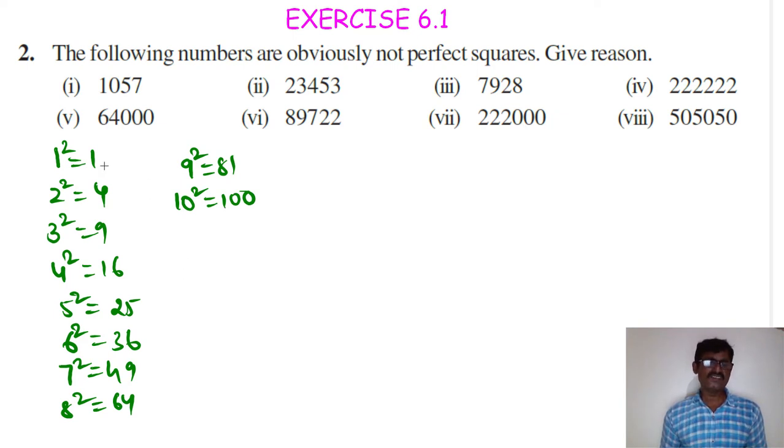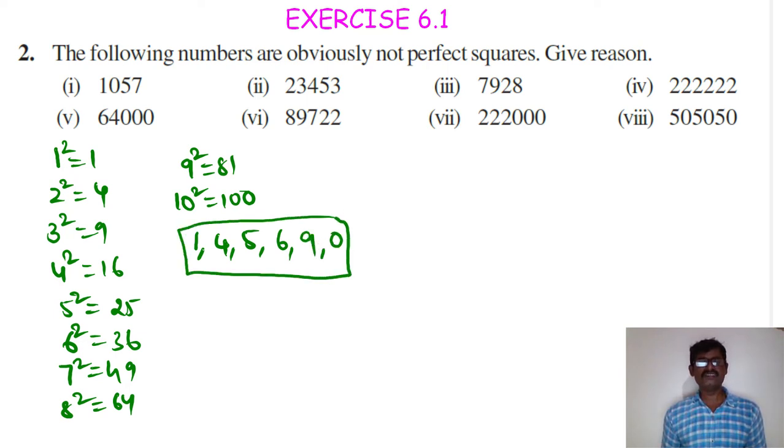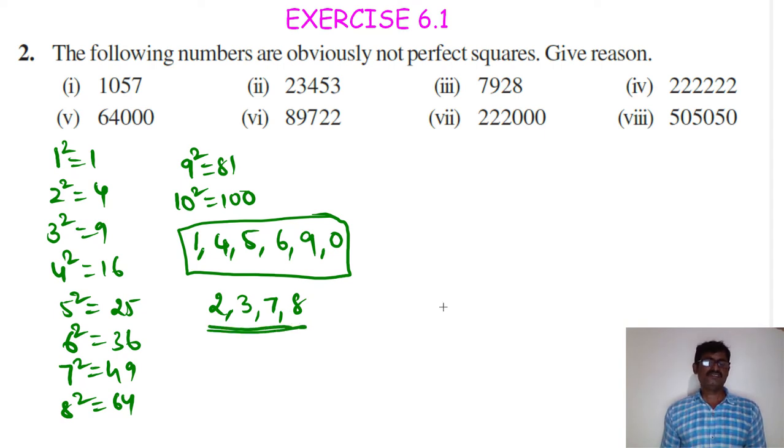Now if you observe the digits in the units place: 1, 4, 5, 6, 9 and 0. These are the only digits in the units place for square numbers. So what are the other digits? 2, 3, 7 and 8. If you have any of these digits in the units place of any number, then it is not a perfect square.